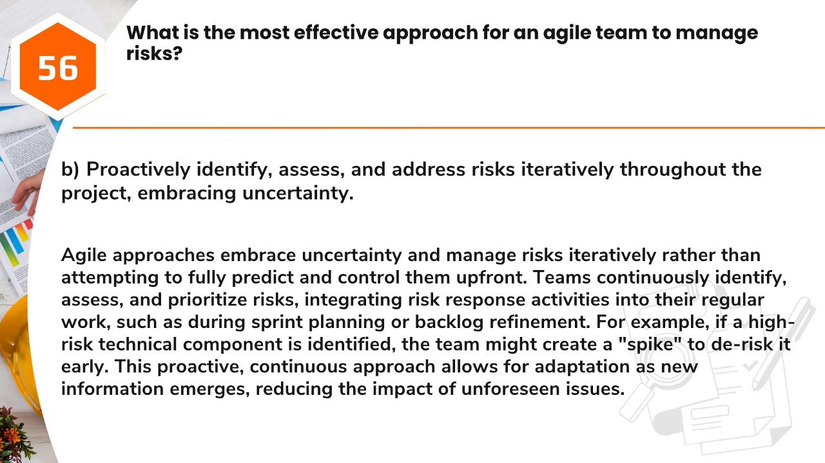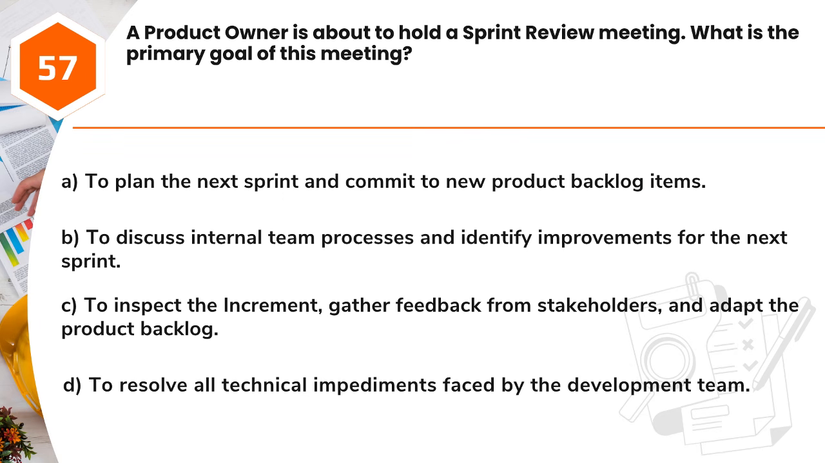Question 57. A product owner is about to hold a sprint review meeting. What is the primary goal of this meeting? A. To plan the next sprint and commit to new product backlog items. B. To discuss internal team processes and identify improvements for the next sprint. C. To inspect the increment, gather feedback from stakeholders, and adapt the product backlog. D. To resolve all technical impediments faced by the development team.